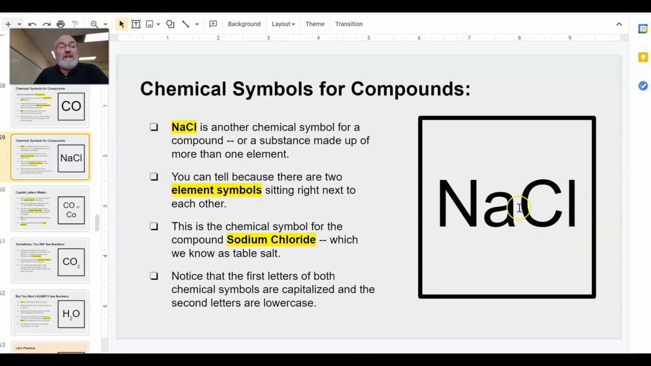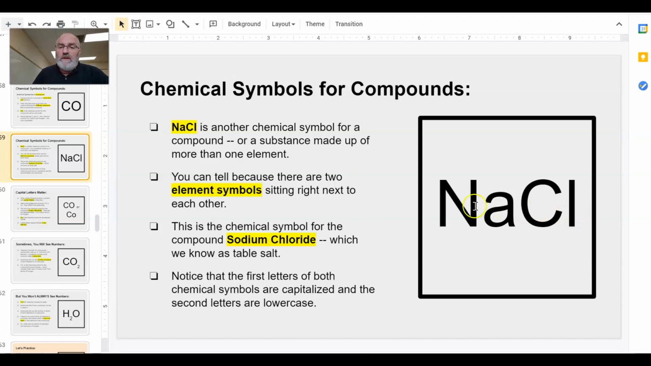Now, we know that we have an atom of some other kind of element here, right? Because there's another capital letter. Don't forget, those capital letters tell you that you're looking at a new element. In this particular case, we've got a capital C, lowercase l. Well, guess what? Capital C, lowercase l is the chemical symbol for the element chlorine.